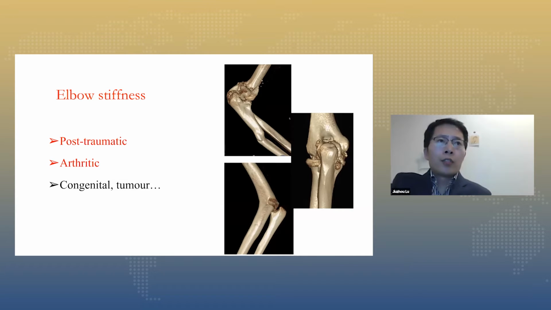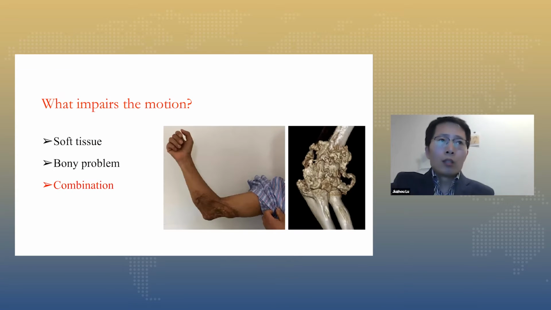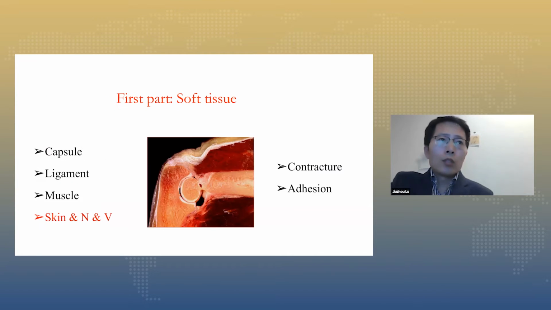Elbow stiffness usually comes from trauma and arthritis. In my practice, post-traumatic stiffness is the most common. So what causes the stiffness? We can always find a soft tissue or bone problem. So my topic will be divided into two parts.